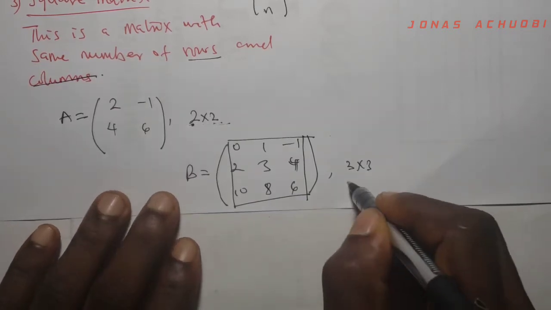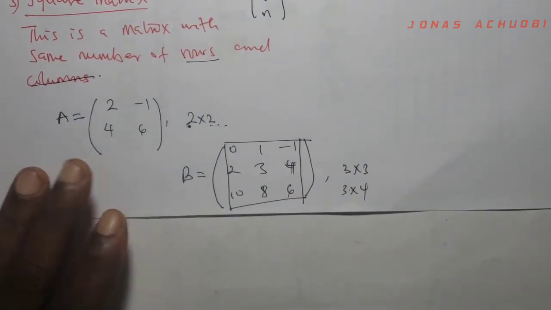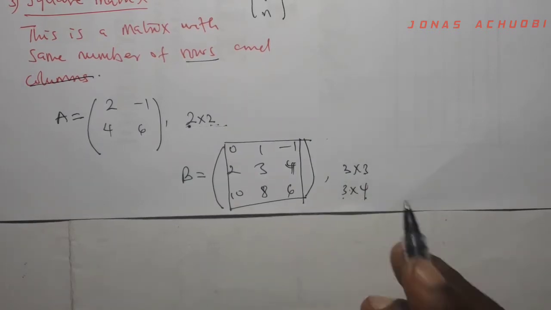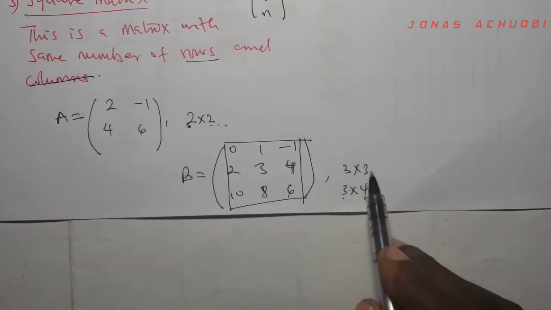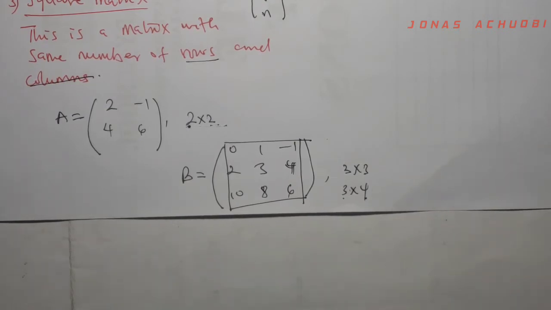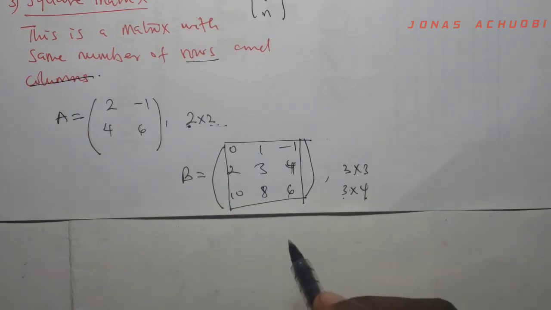So if a matrix has 3 rows and 4 columns, for instance, would that be a square matrix? The answer is no. Because for it to be a square matrix, the number of rows and the number of columns must be exactly the same. So 3 by 3 would be a square matrix, 4 by 4 would be a square matrix, 5 by 5 would also be a square matrix, but 3 by 4 is not a square matrix. 4 by 3 is not what?